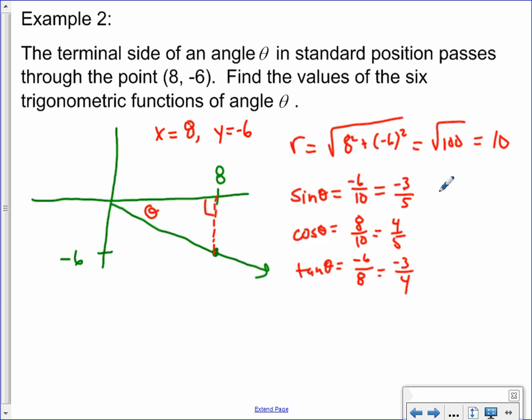Here we go. Reciprocal of sine. Cosecant is 5 over negative 3. Very good. P.S. If in the back of the book they bring the negative to the front, that's okay. You can bring the negative out of the numerator and denominator and just put it in the front. Reciprocal of cosine. Secant. So that'll be, yes. And cotangent is the last one. 4 over negative 3.